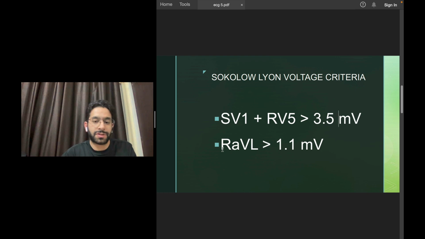Another part of this definition is when in the lead aVL, you have a very tall complex. So the R wave in lead aVL is more than 1.1 millivolts. So remember this thing forever. S in V1 plus R in V5 more than 3.5 millivolts. This is left ventricular hypertrophy.